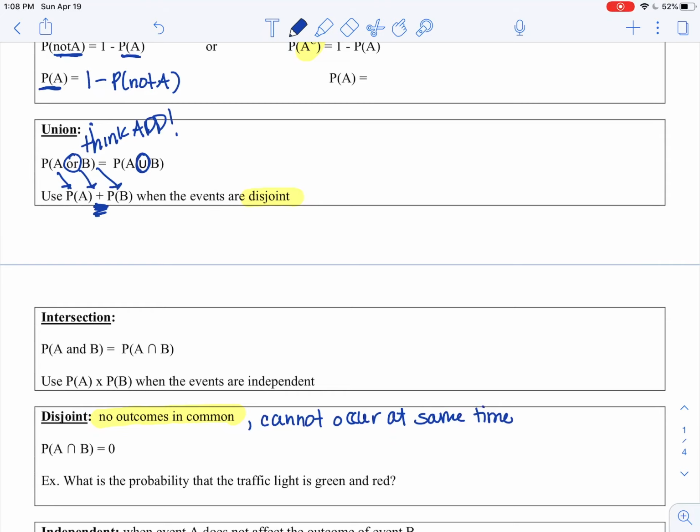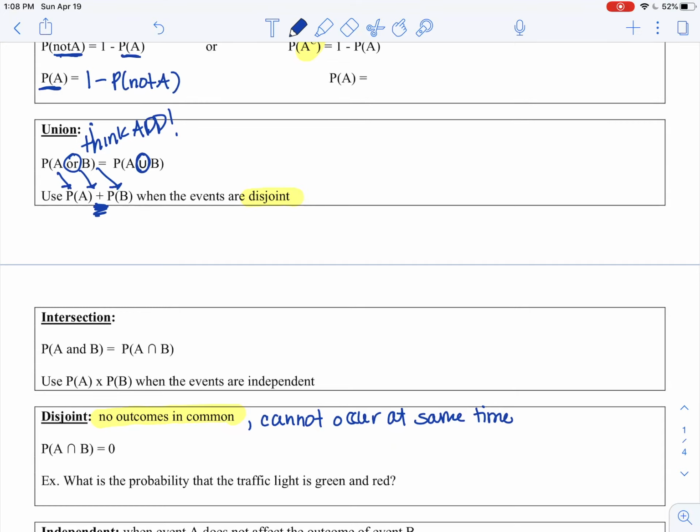Okay, so you want a perfect example of events that are disjoint. When you flip a coin, can it land on heads and tails at the exact same time? One coin flip, can it land on both sides? And the answer is no. So that would be an example of disjoint events.